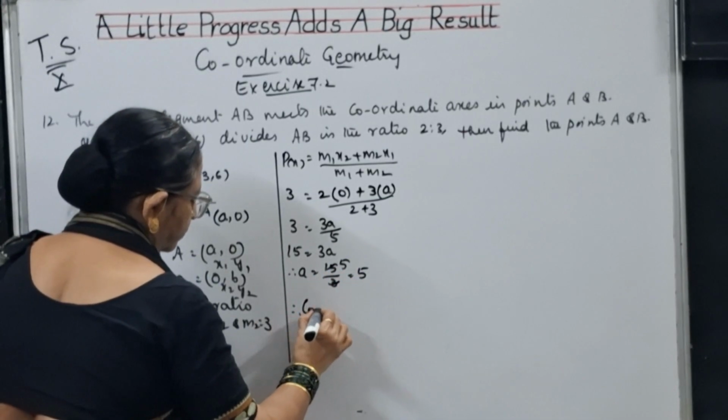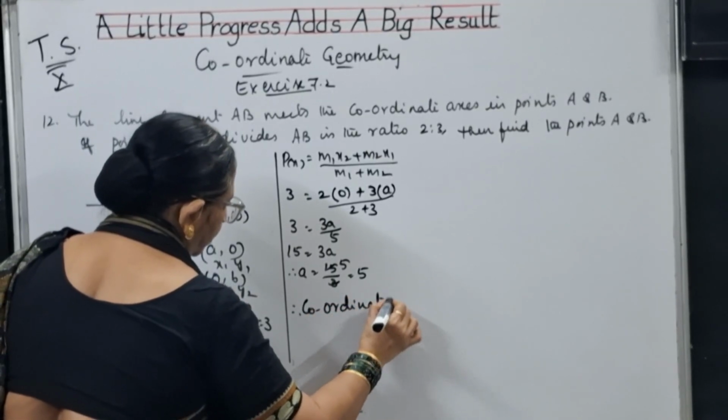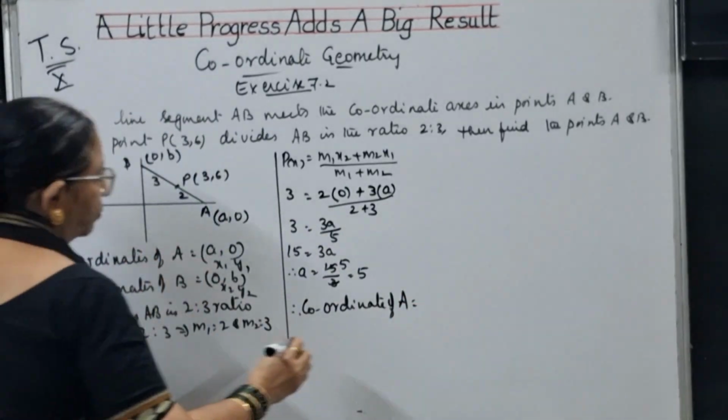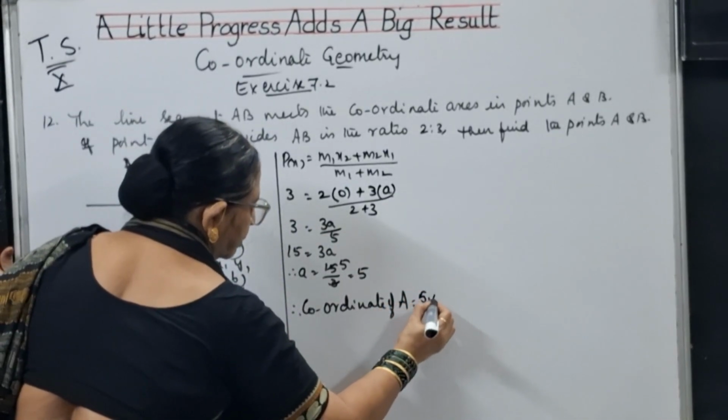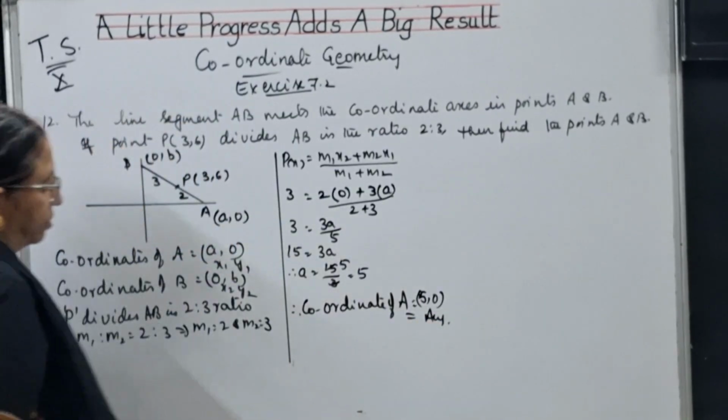Therefore, coordinate of A is equal to, what is this? 5, 0. This is one answer, children.